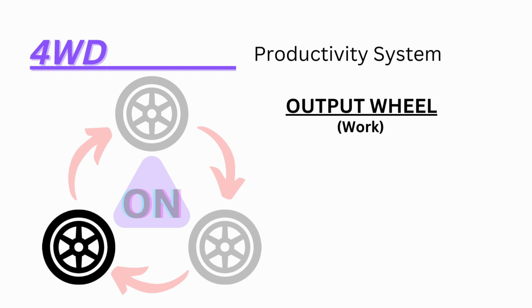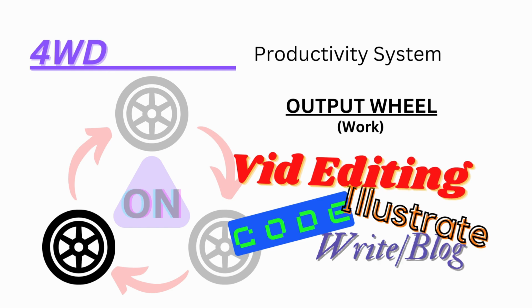Okay, now your third wheel is your output wheel. This is where you are just exercising your work, right? You are taking care of writing out your blog, you're working on an illustration, you're editing a video, you're doing your coding, whatever your work is, whatever you are doing for your work. This is the time to actually actualize that, to take it from your mind and bring it into the world, however you do that personally.